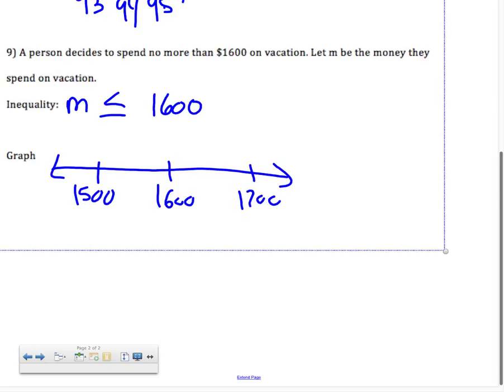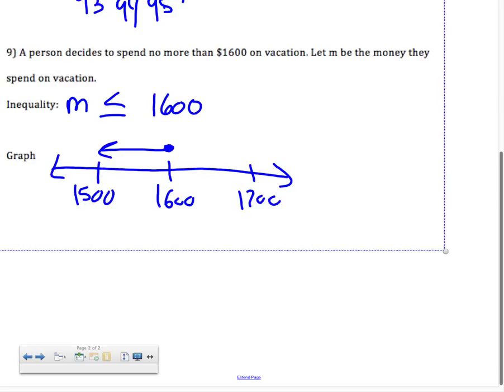So because it's an equal to sign, I'm going to put a closed dot right above 1,600. Making sure I put a closed dot there because it's less than or equal to, so I can be 1,600. And because I want the numbers less than or equal to 1,600, my arrow is going to go this way, pointing towards the 1,500, because that's where the numbers that are less than 1,600 are.